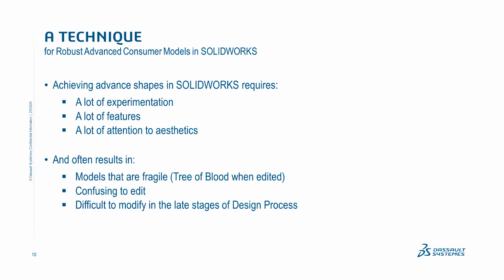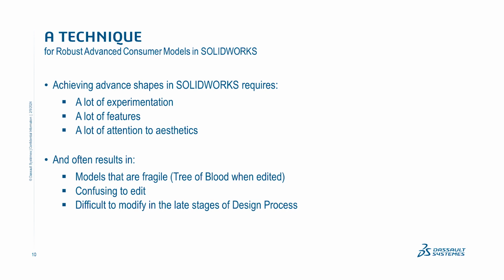When I talk about models being fragile, you know what I mean when I say tree of blood. That's our catchphrase in the industry when things go bad in the feature manager. It takes a lot of work to repair models, especially with lots of features and a lot of surface features. Because of the number of features, they can also be confusing to edit. It's hard to know what caused what and to roll back and find the source of the problem.